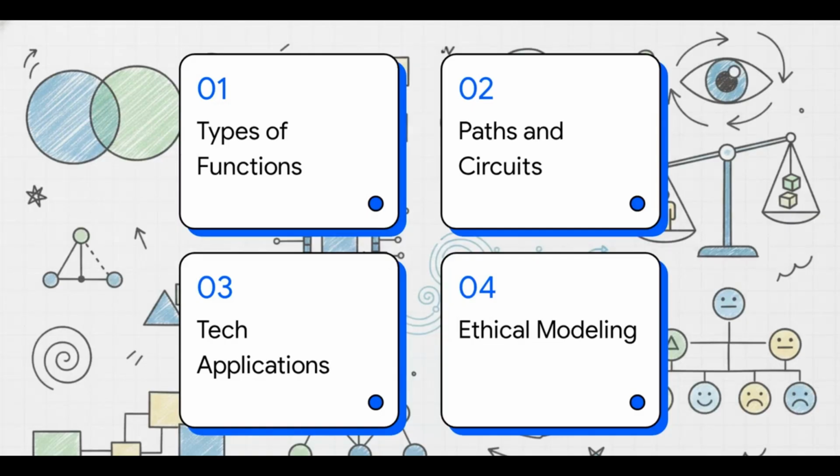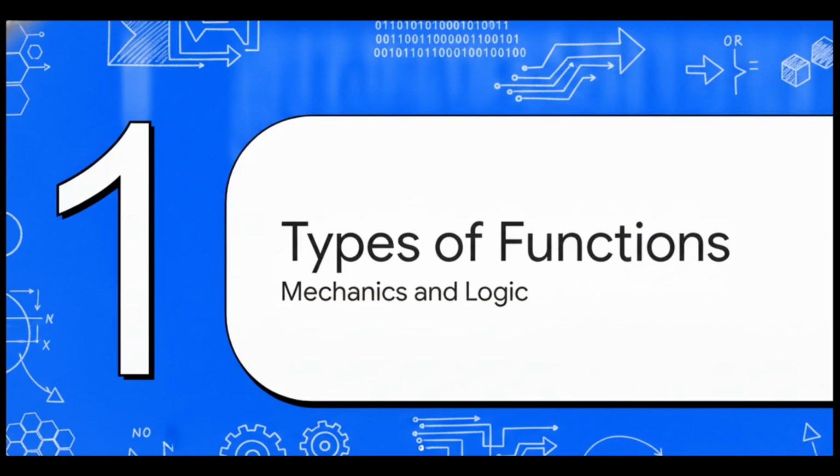Here is our roadmap for today. 1. Types and mechanics of functions. 2. Paths, circuits, and planar graphs. 3. Applications in tech and logistics. And 4. Ethics in mathematical modeling. All right, let's get started with Section 1, Types and Mechanics of Functions.